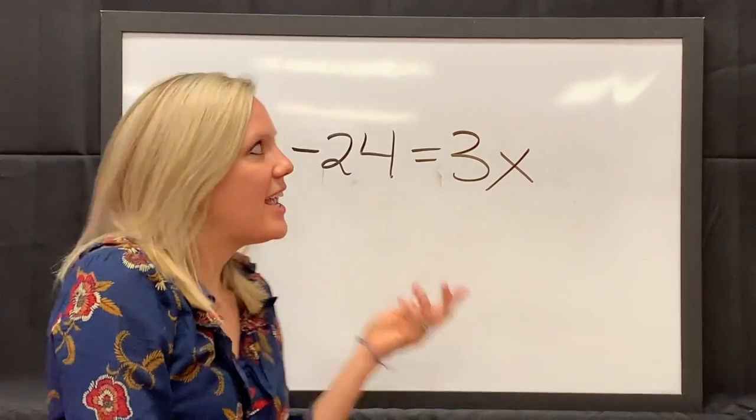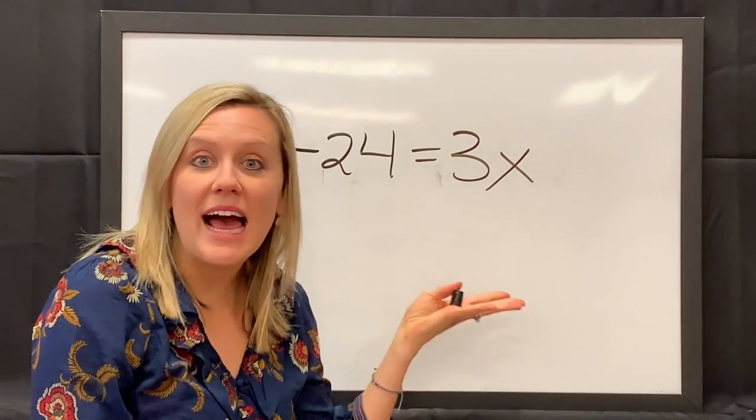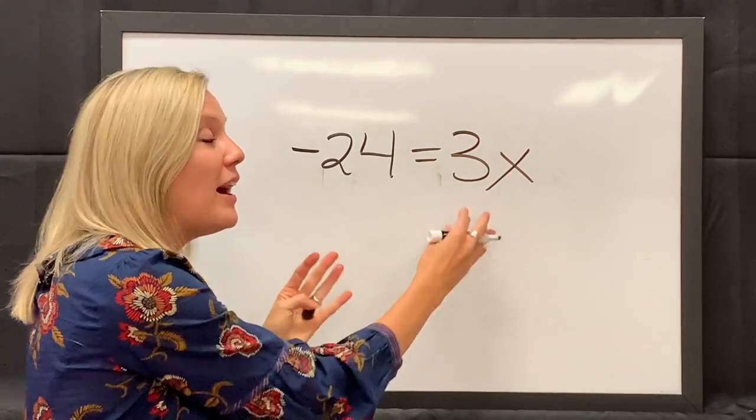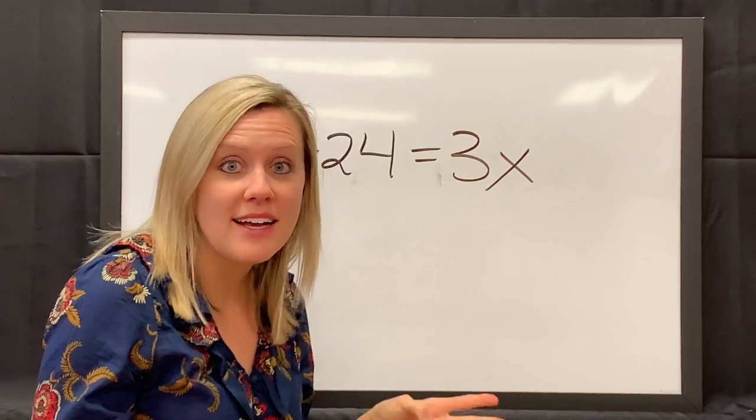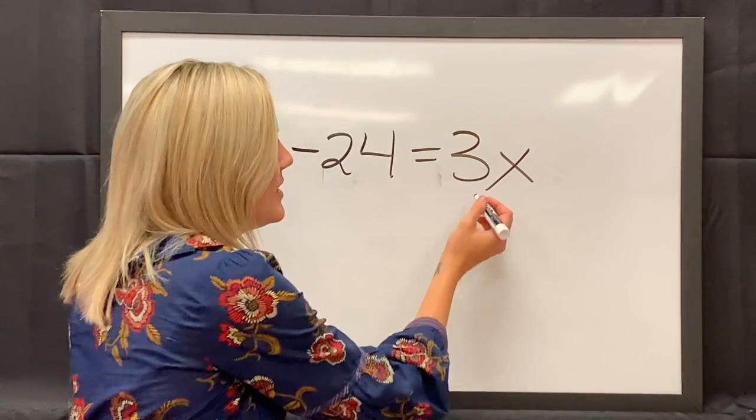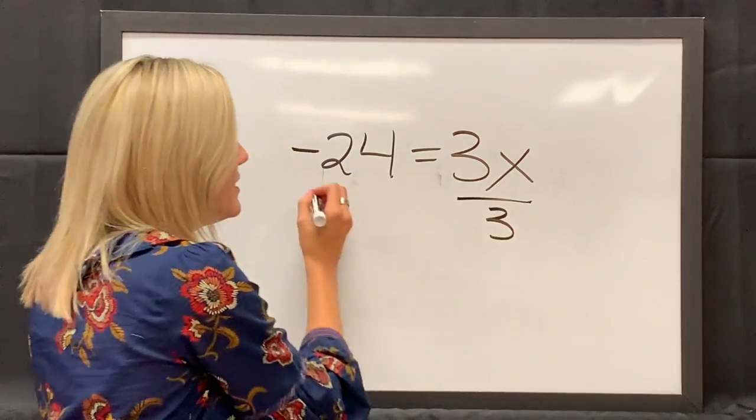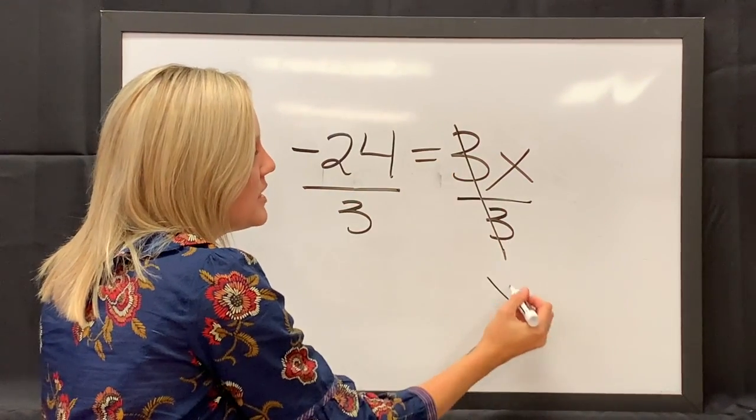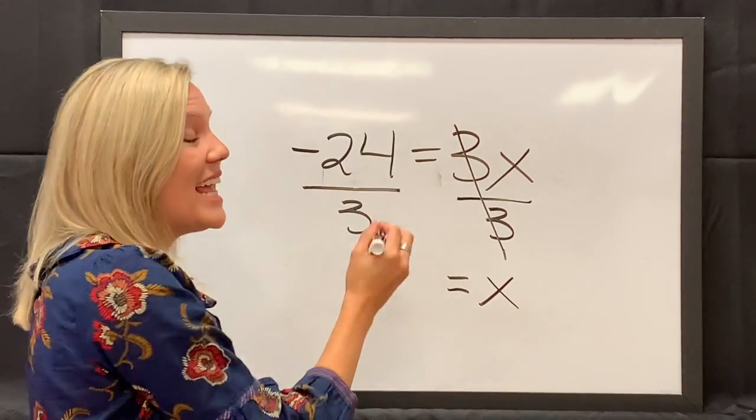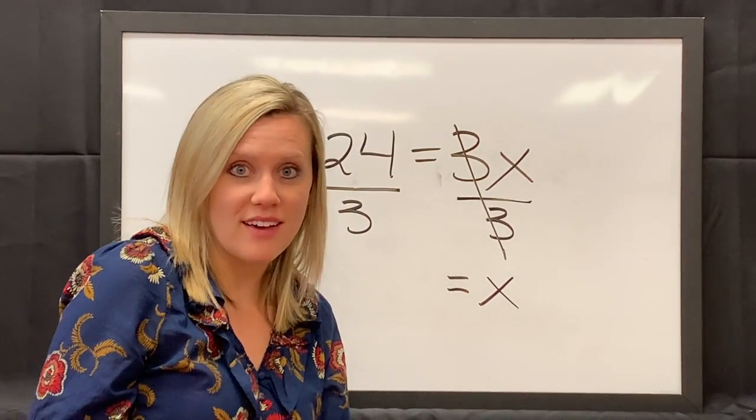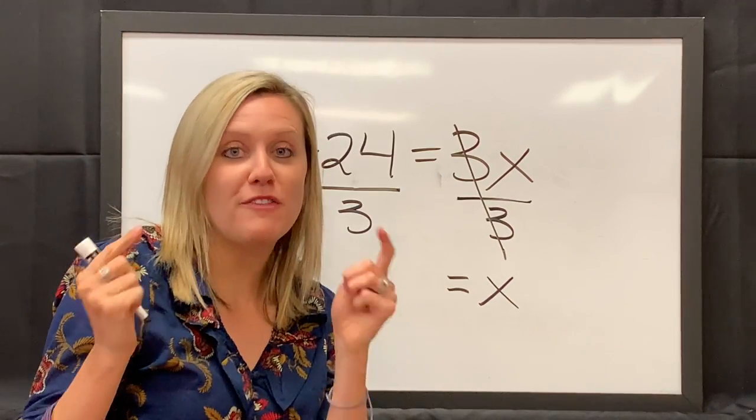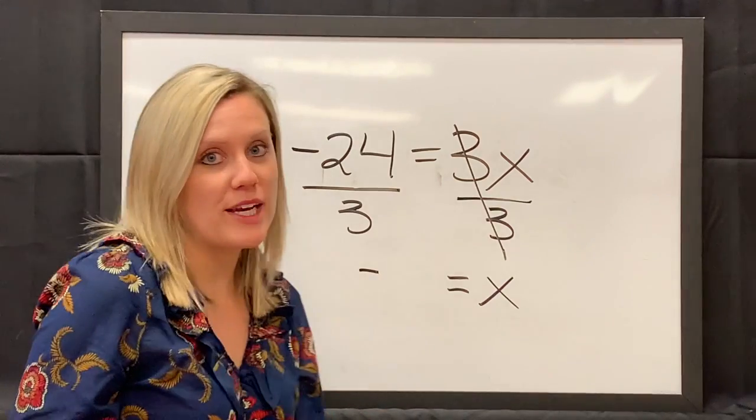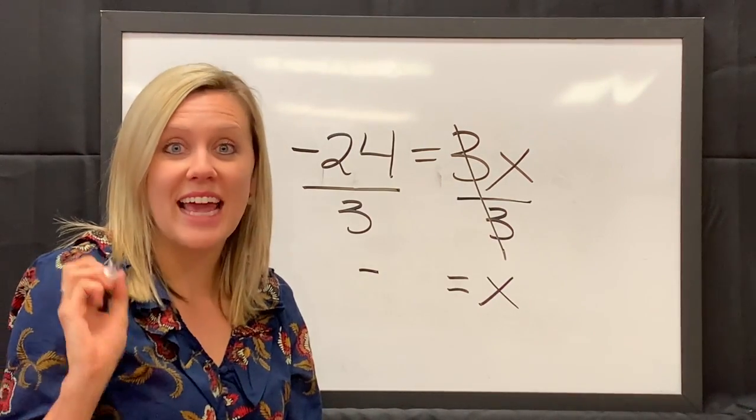Here we have negative 24 equals 3x, or 3 times x. So just like the last problem, I want to get rid of that 3 times x by dividing by 3. So we divide by 3, divide by 3, these cancel, and we will just be left with x, and negative 24 divided by 3. Negative divided by a positive is going to give us a negative, and 24 divided by 3 is 8.